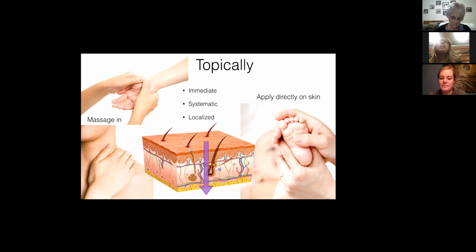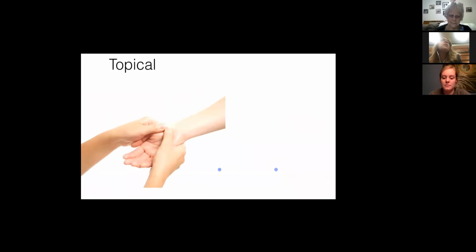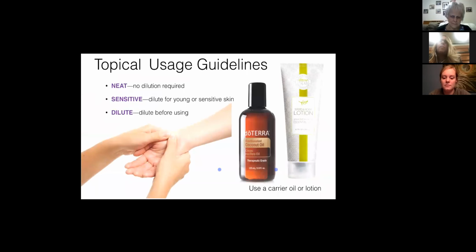Systemic means if it goes through your skin and into your bloodstream, it's going to have that effect throughout your whole body. You can apply it directly on the skin. It'll be absorbed. Now, some essential oils are hot, so you need to be careful with the amount of essential oil that you apply and diluting it as well.